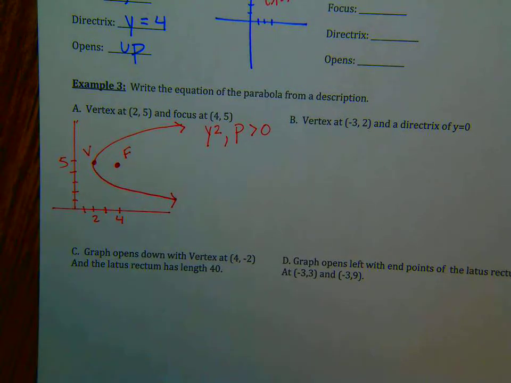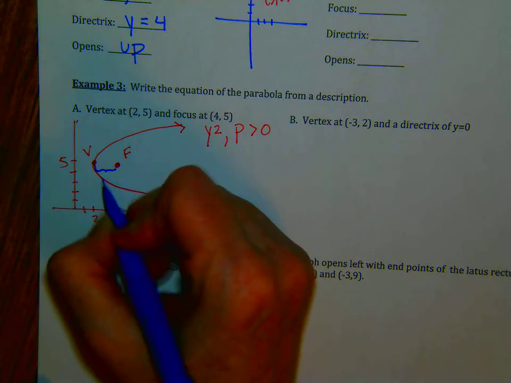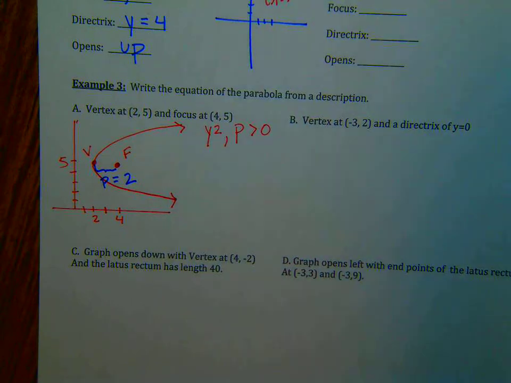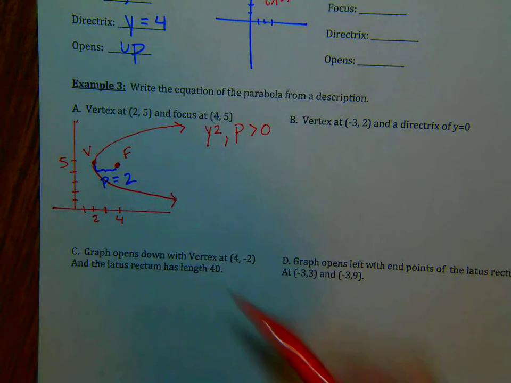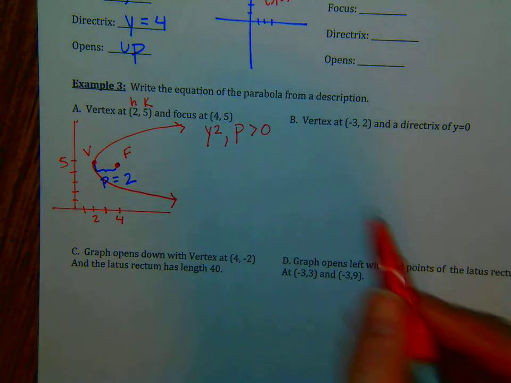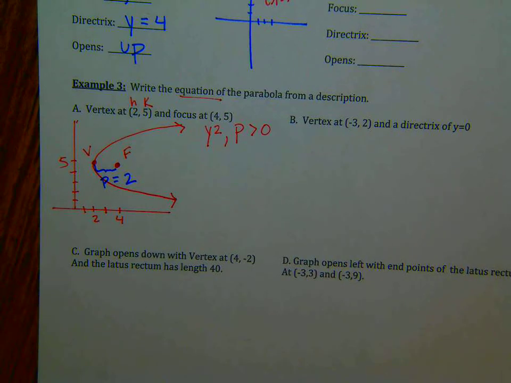Looking at this drawing, I know p. I know that p equals positive 2. It's opening to the right, so p must be positive. I have the vertex. I have h and k. So I have everything I need. If I have h, k, and p, I have everything I need to write the equation. So we're going to write the equation.